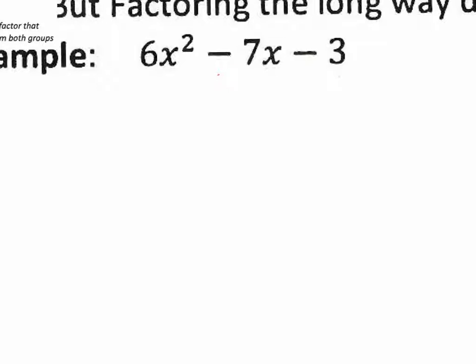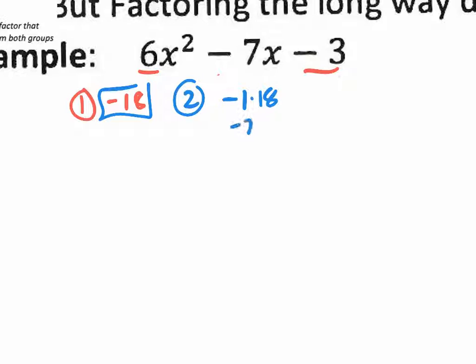Step 1 would be to multiply a times c. That would be 6 times -3, that's -18. Step 2 would be to think of the multiples of -18 that combine together to give you the middle value, -7. So -1 times 18, -2 times 9, -3 times 6. Which pair of numbers combines to give me -7? 2 times 9, but that'll give me a +7 with those signs. So I need a -7, so I'm going to change the signs, make that a +2 and a -9.